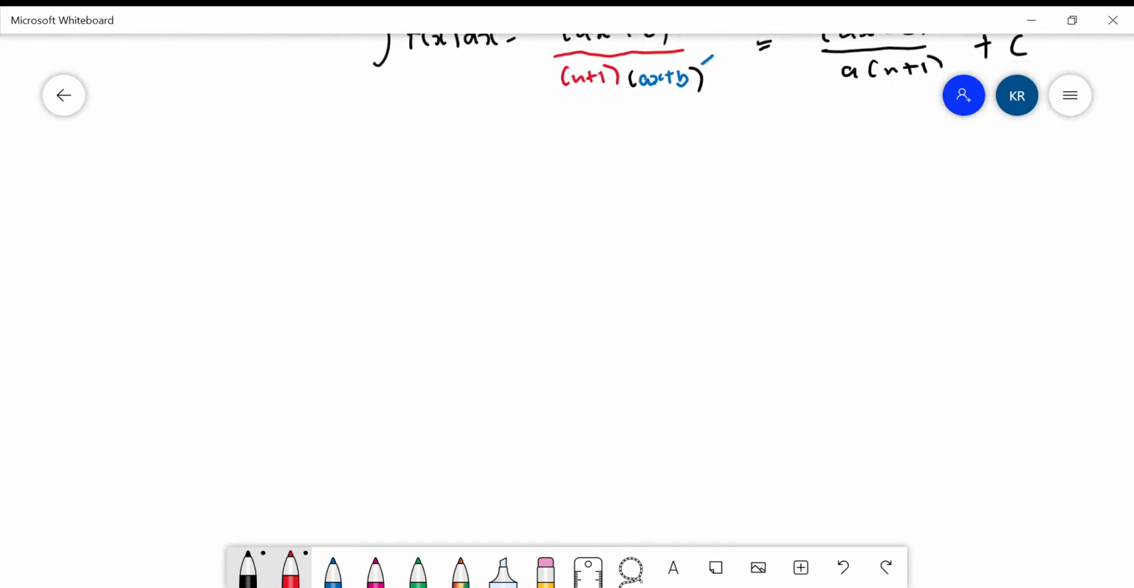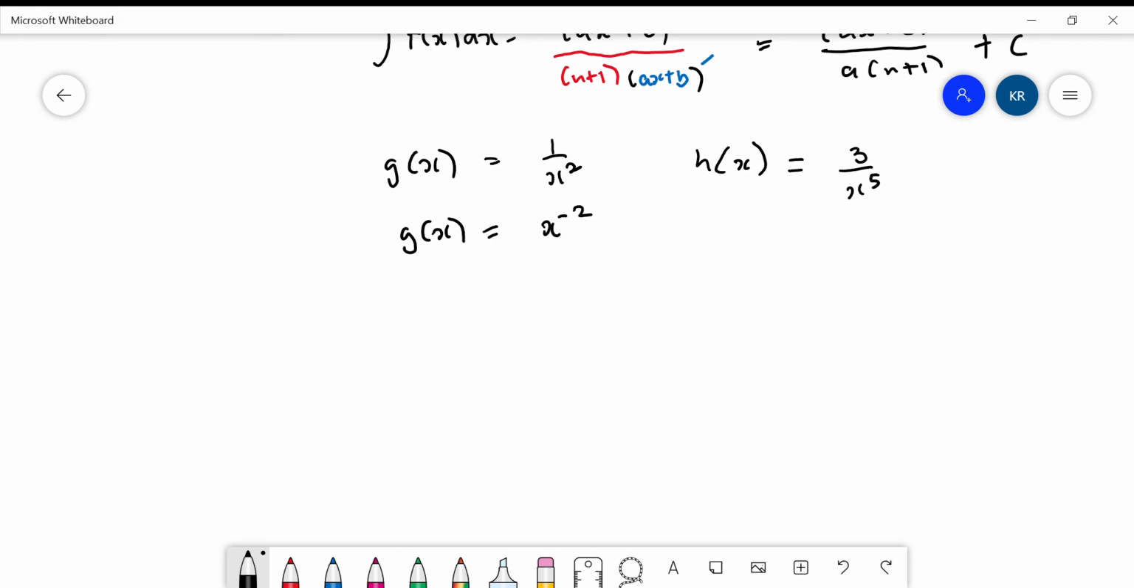So now let us talk about functions of the form, let's say, g of x is equal to 1 over x squared, h of x is equal to 3 over x to the power of 5. So how would we integrate these? So the first step you would do is you would first express these in terms of powers of x. So 1 over x squared can be written as x to the power of negative 2. 3 over x to the power of 5 can be written as 3x to the power of negative 5.